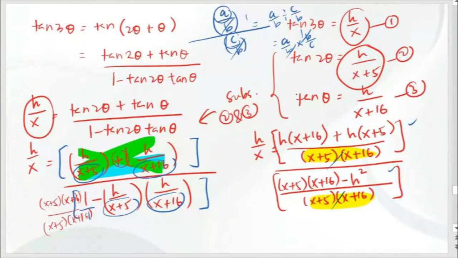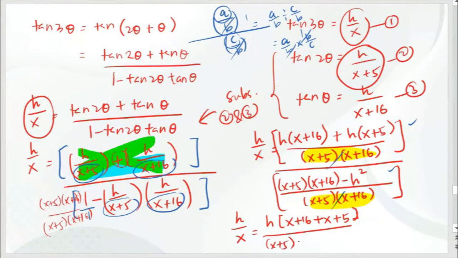These two are already simplified. So now your equation becomes H over X equals, then H can be factorized. H you factorize. So X plus 16 plus X plus 5, okay, the upper part, then the bottom part, X plus 5, X plus 16 minus H squared. Okay, you see this?